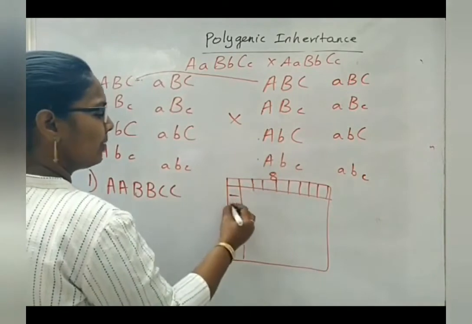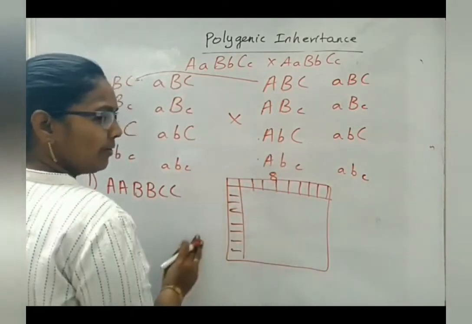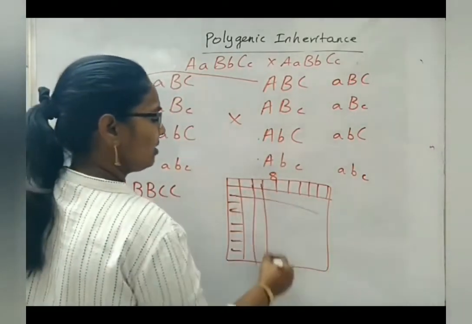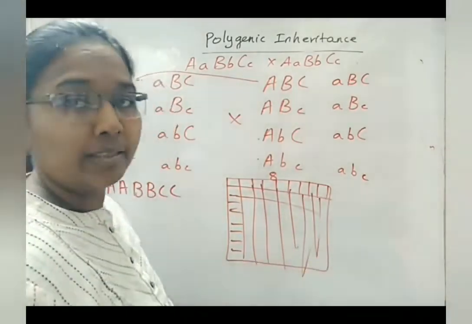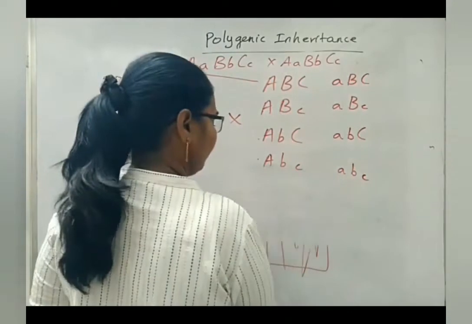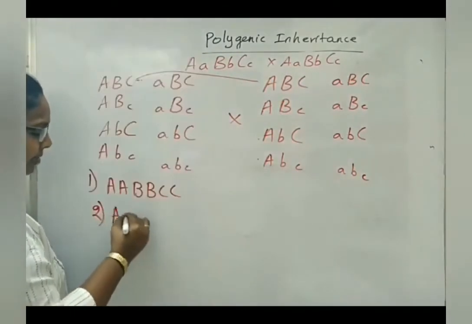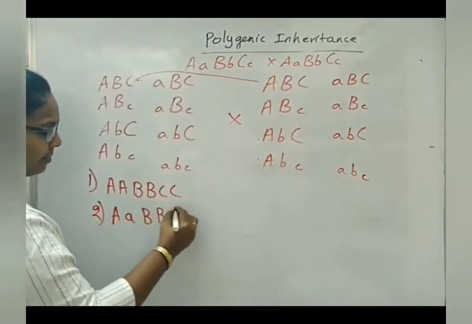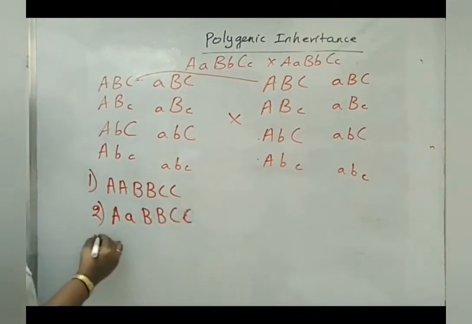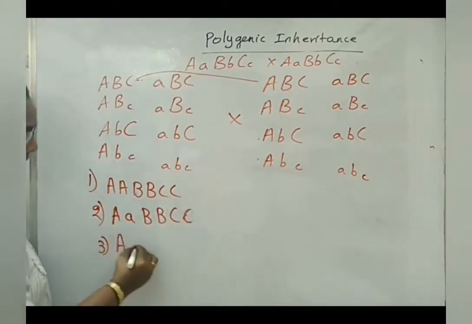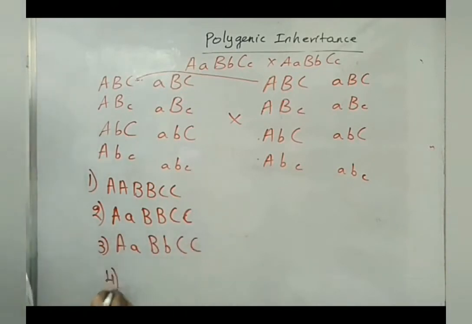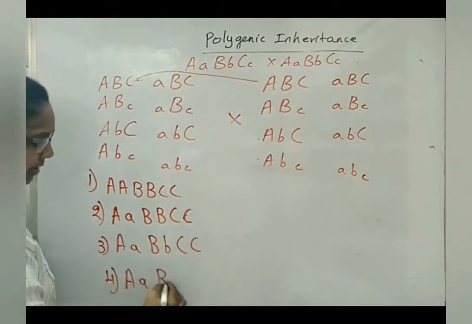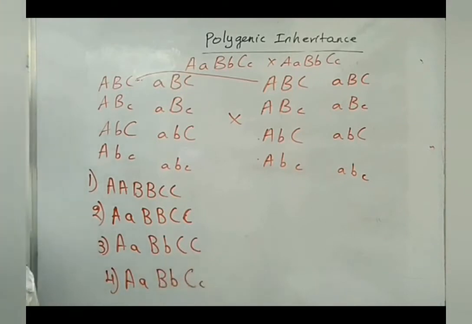You represent them on the top. Another 8 you represent on the left side. And you draw the boxes like this. And you see how many types of offsprings you are getting. Next, another combination we get as this. Third type we get as this. Next combination is this one.